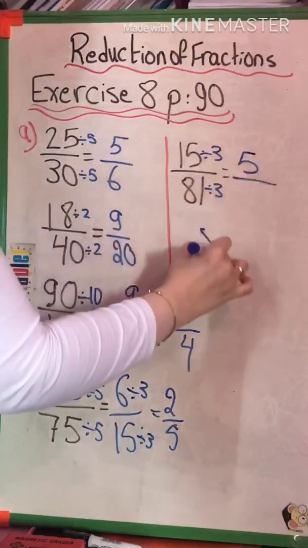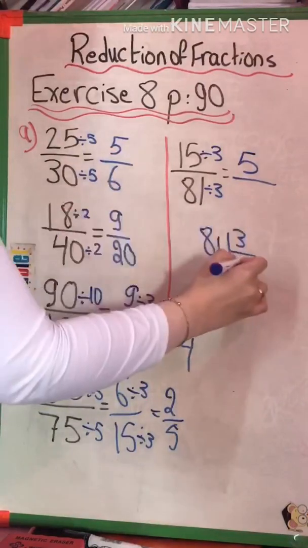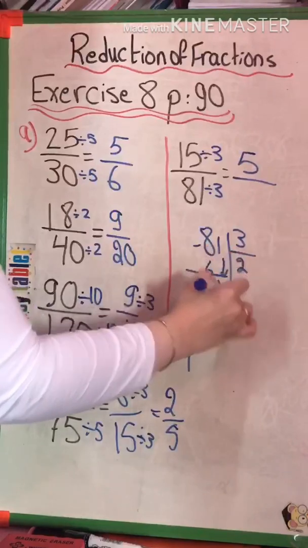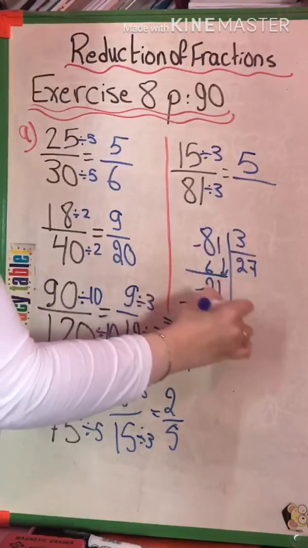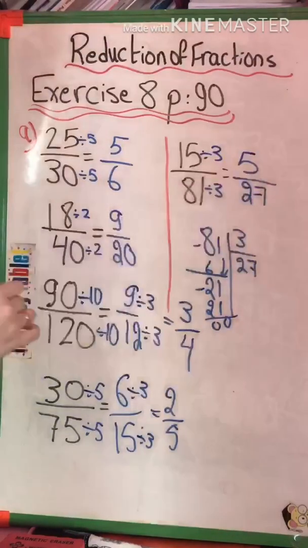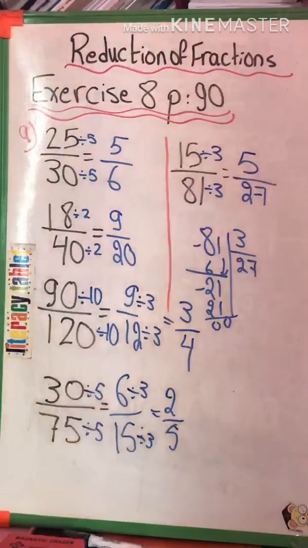Here I have to divide it. Make it in the vertical form. 3 times 2 is 6, minus 7 is 1, 0, 0. So over 27. Let's check again. This one is an irreducible fraction. Okay, please write them in your copybook.